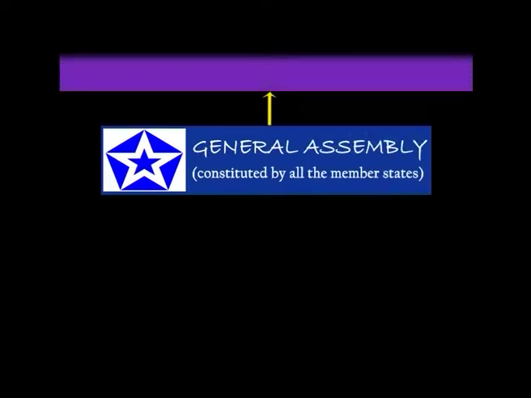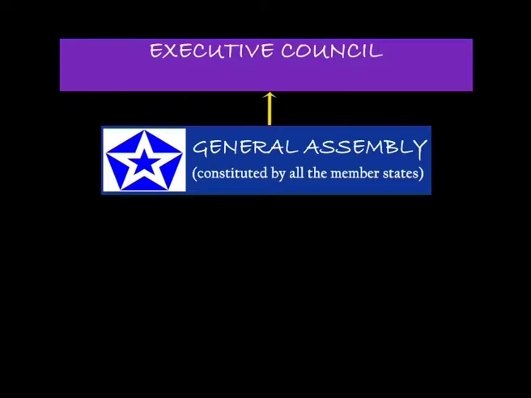Next, we are going to discuss the organs of the League. The League itself came into being on 10th January 1920. The League of Nations contained 4 main organs. Number 1, General Assembly, constituted by all the member states. Number 2, Executive Council, which consisted of 9 members constituted by powerful countries as permanent members, which include Britain, France, Italy, Japan and United States.